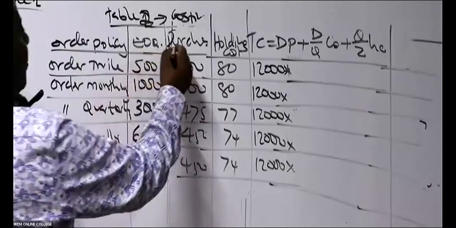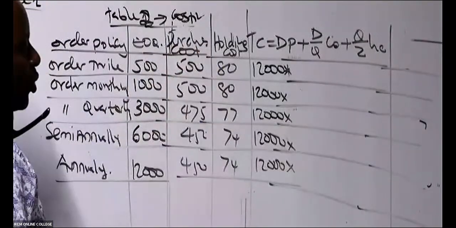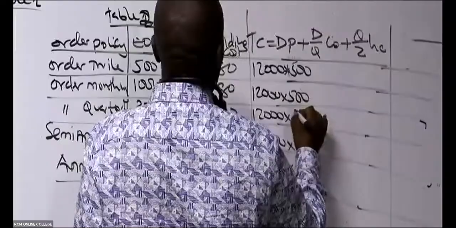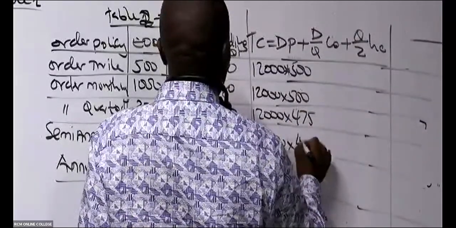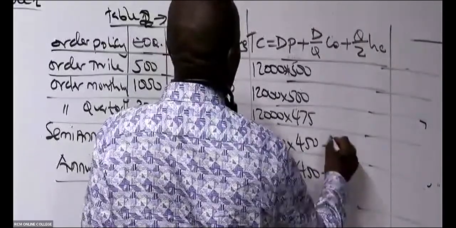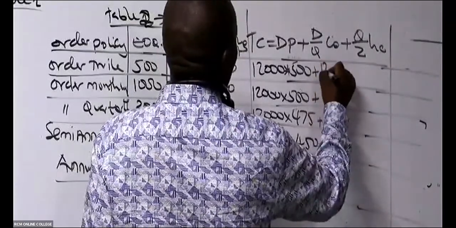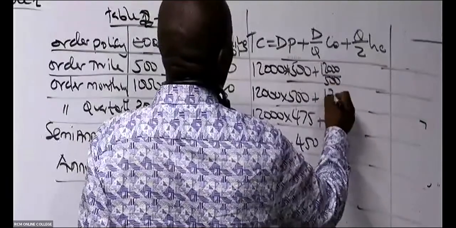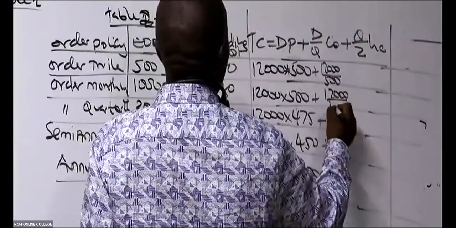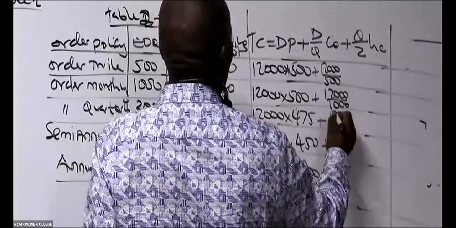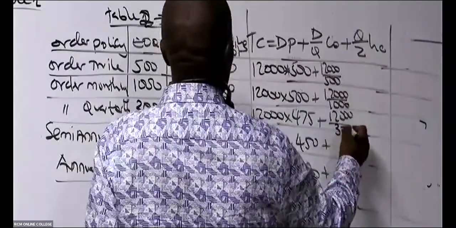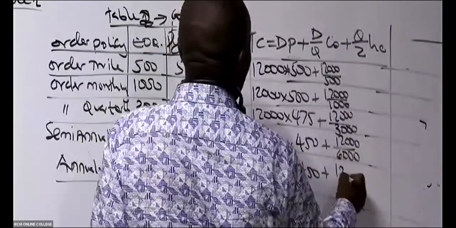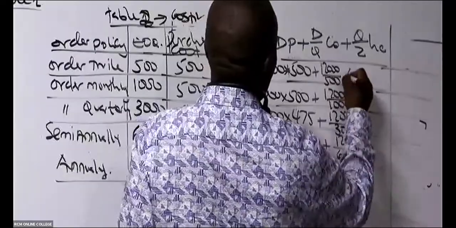Times the purchase cost. These are the purchase costs. We already have them. 500, 500, 475, 450, 450, plus D, 12,000 over the quantity, this quantity here, 500. 12,000 over 1,000. 12,000 over 3,000. 12,000 over 6,000. 12,000 over 12,000 times.